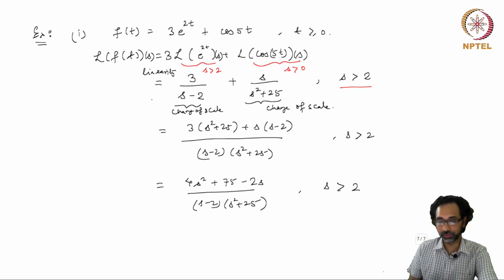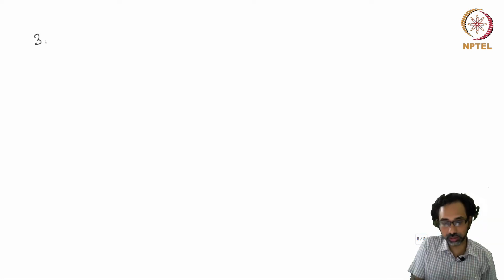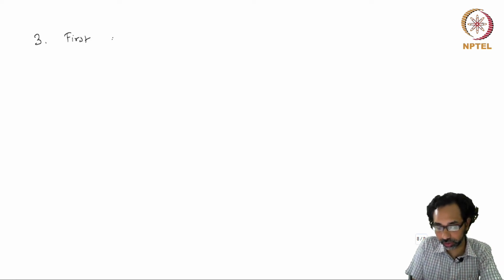So we see that using linearity and change of scale we can evaluate the Laplace transform of sums of functions, as well as functions which are defined by changing the scale of the domain by some positive constant. Now let us come to the properties that I mentioned before, which are the first and second shifting properties. So first let's look at the first shifting property.